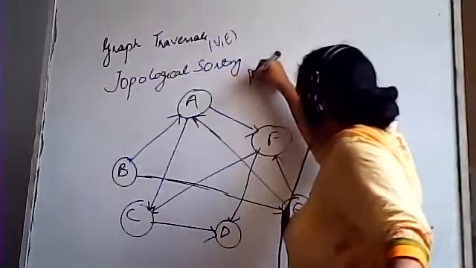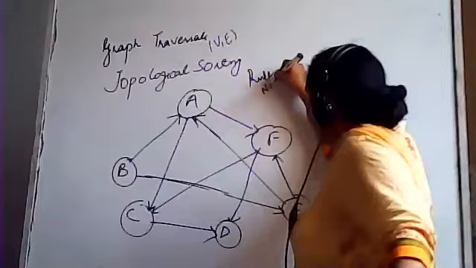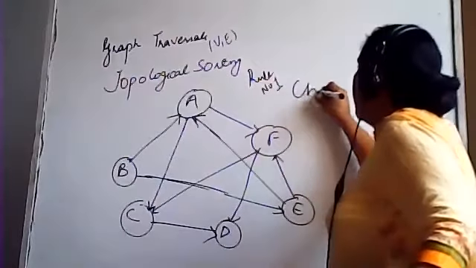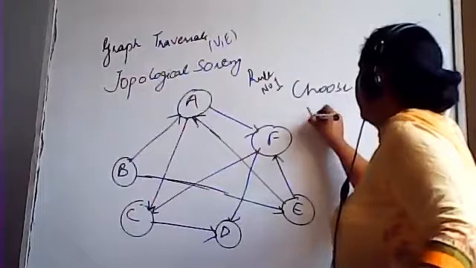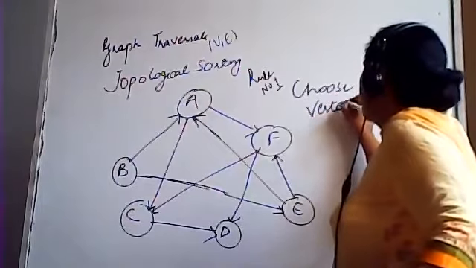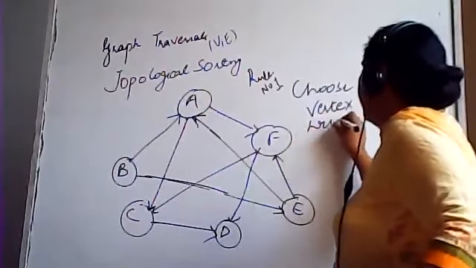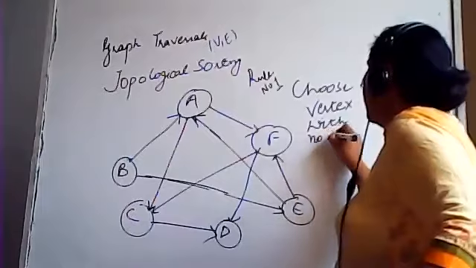Now in topological sorting, what do we have to do? Rule number 1: choose the vertex with no incoming edges.